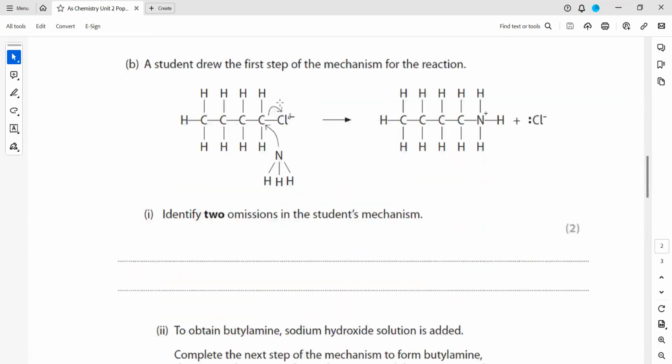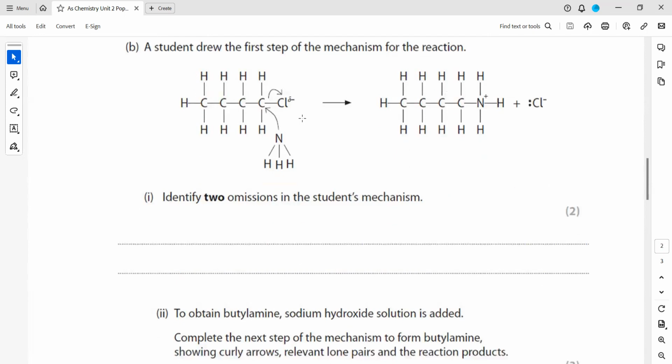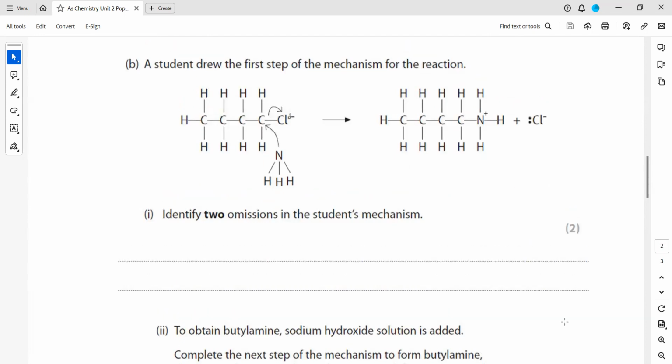The student drew the first step of the mechanism. Identify two omissions in the student's mechanism. So what are the two omissions? First thing, the student did not draw the lone pairs. There should be lone pairs on the nitrogen. The student missed that. Another thing, here is partial negative, so the carbon is partial positive. These are the two omissions: the lone pair of the nitrogen and the partial positive charge of the carbon.